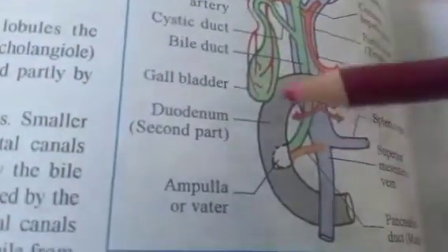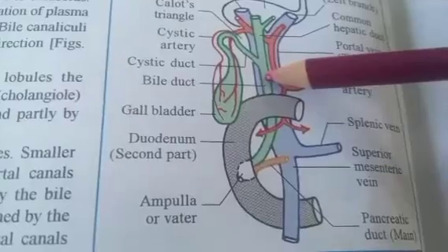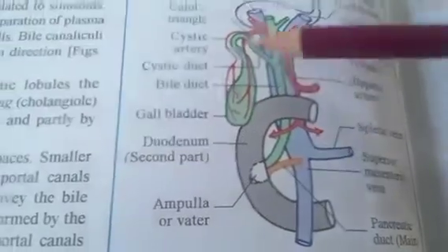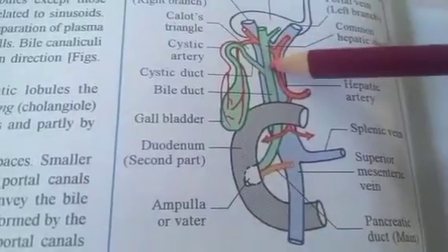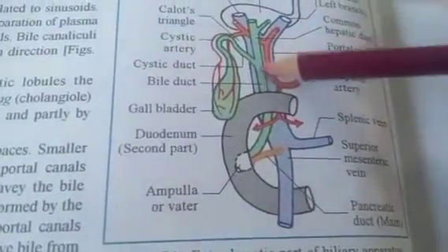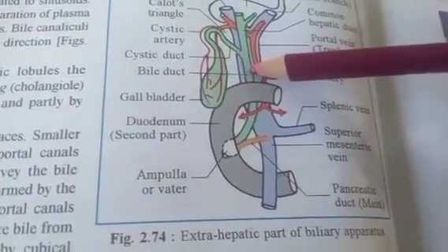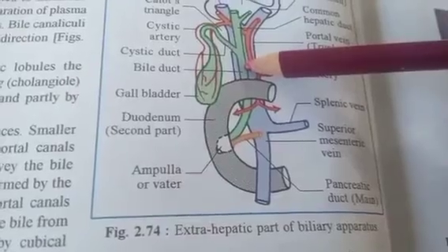The next component of the biliary apparatus is the bile duct. It is formed by the union of the cystic duct and common hepatic duct near the porta hepatis. This bile duct is about 8 cm long and 6 mm in diameter.